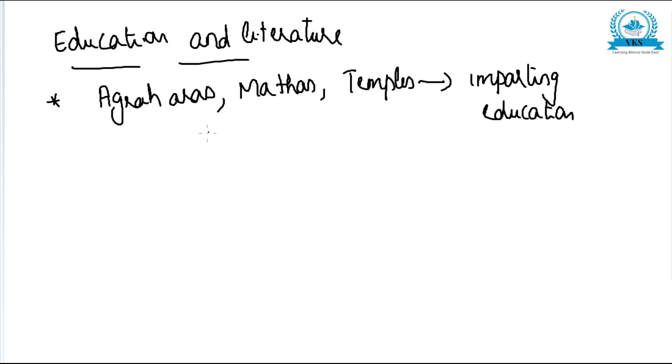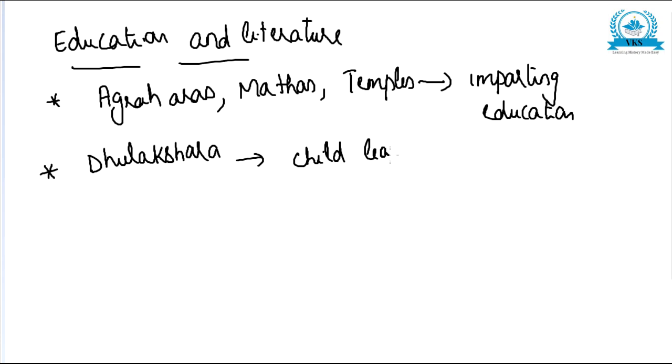Now, a special system of education existed during that time, that is Dhulakshara. Dhulakshara was a system of education in which a child learned to write in sand. That was a speciality of this system. Dhul means mud and Akshara means letters, in which a child learned to write in sand.